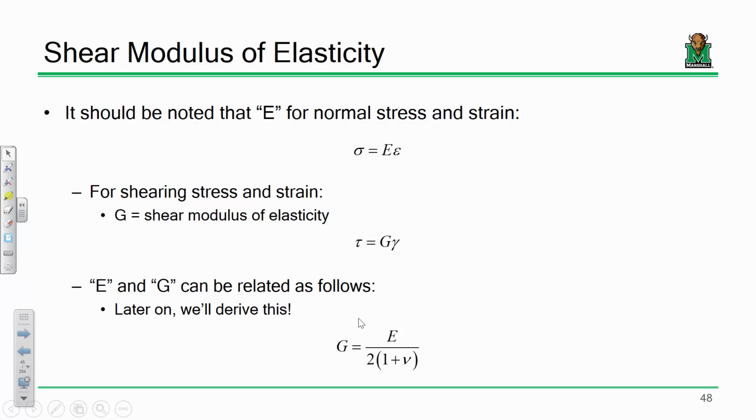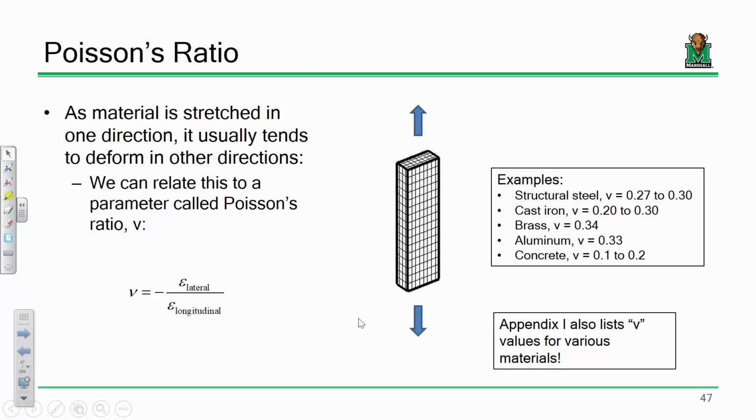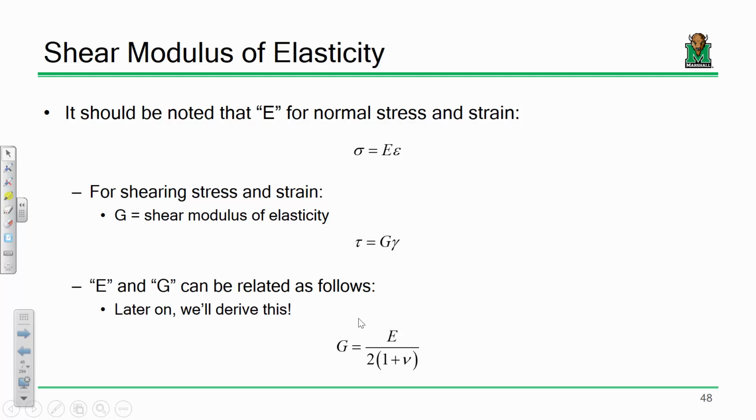Now, there's an equation that you can use to actually compute G, and it's this right here. Just believe me on that one right now. We can derive that later, but for now, just trust me that that works. So if you take E divided by 2 times 1 plus Poisson's ratio, you'll get the G value.